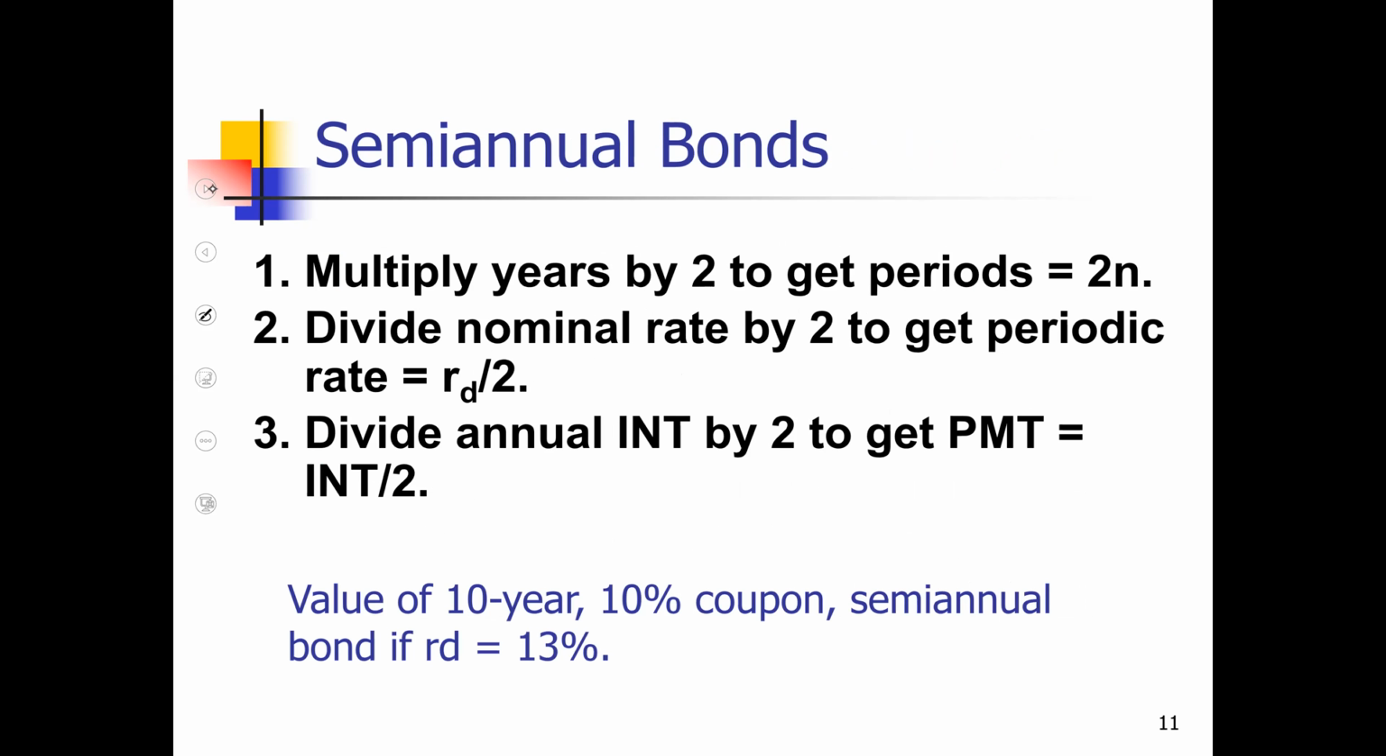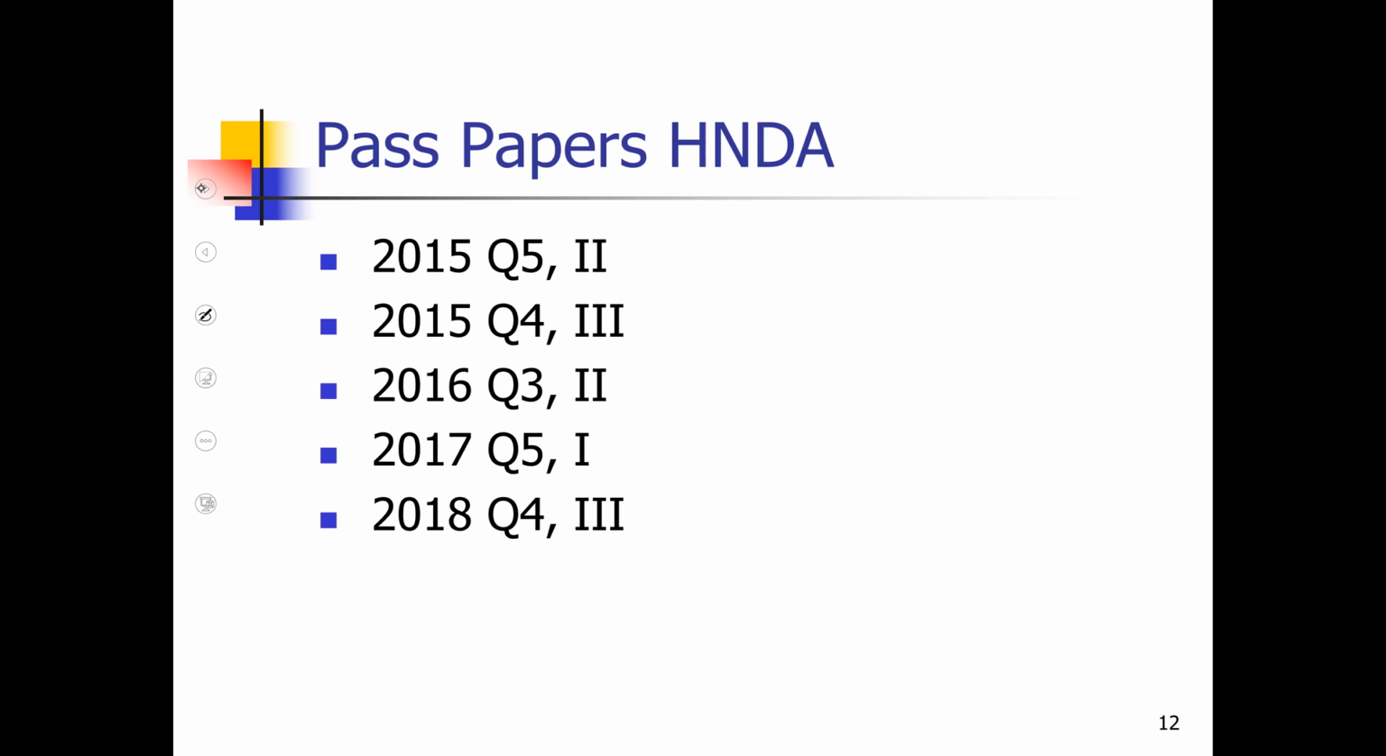Then here is the summary of calculating semi-annual bonds. I already explained these things, so you can go through those. Then the same types of questions you can see in past papers. I have listed some of those questions, and here I discussed the 2017 one, I think. Then others you can test. If you need support, you can ask your particular department. Okay, now let's move to the next presentation.